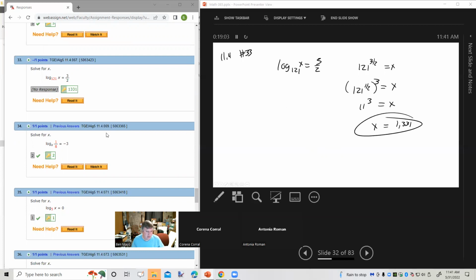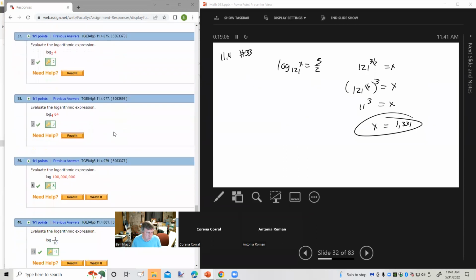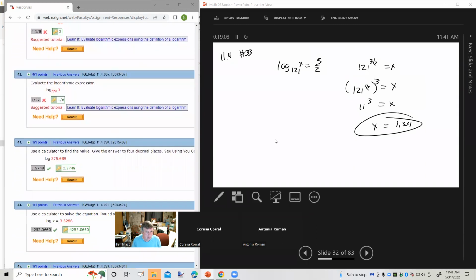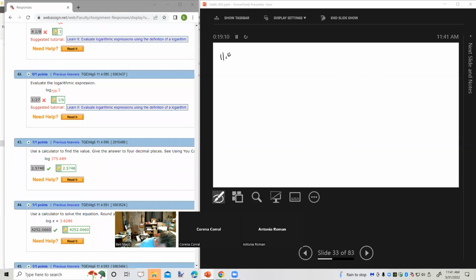And finally, number 42. Evaluate the logarithmic expression, log base 729 of 3. Well, that's equal to box. 729 to the box power equals 3. Well, 729, I believe, is divisible by 3.